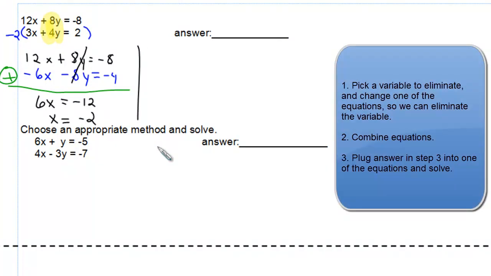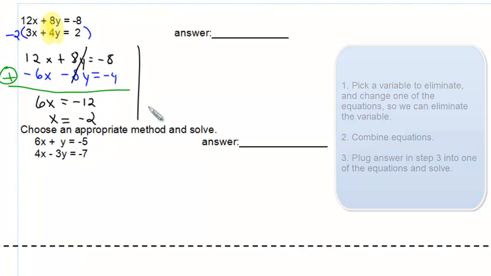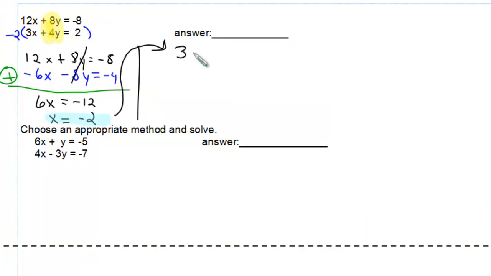Now we go to our next step, which is plug our answer into either one of the equations and solve. Let's plug it into the bottom equation. 3 times x plus 4y equals 2.